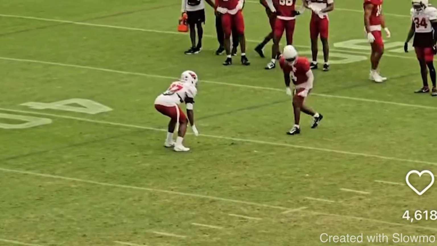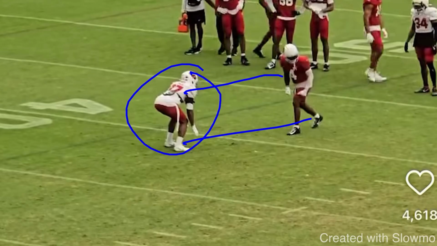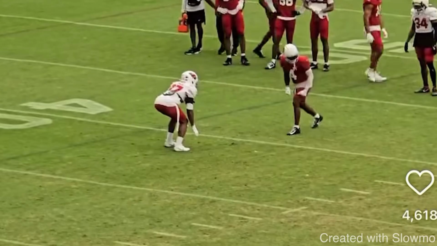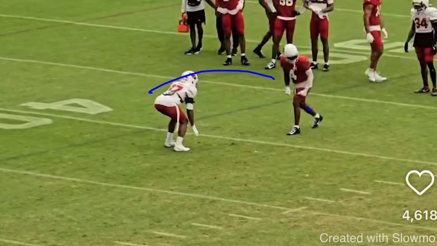So let's talk about it. The release that you take, whether it's outside or inside, is based off of two things: the distance the DB has from us and his leverage. His leverage is essentially where he is shaded. So if he was shaded to the inside, like let's say he was lined up where I drew this box, that means he'd have inside leverage. Let's say he was directly in front of us, that means he would be head up, so he doesn't really have a leverage.